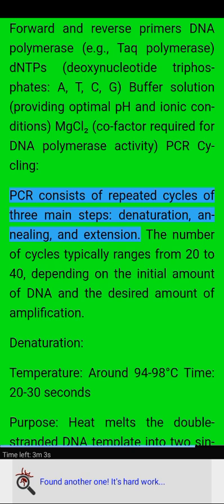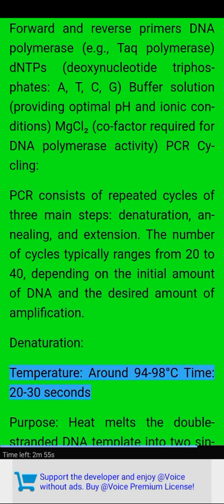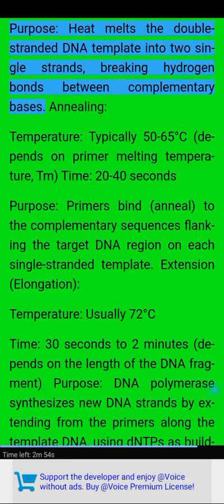PCR cycling. PCR consists of repeated cycles of three main steps: denaturation, annealing, and extension. The number of cycles typically ranges from 20 to 40, depending on the initial amount of DNA and the desired amount of amplification. Denaturation. Temperature, around 94-98 degrees Celsius. Time, 20 to 30 seconds. Purpose, heat melts the double-stranded DNA template into two single strands, breaking hydrogen bonds between complementary bases.